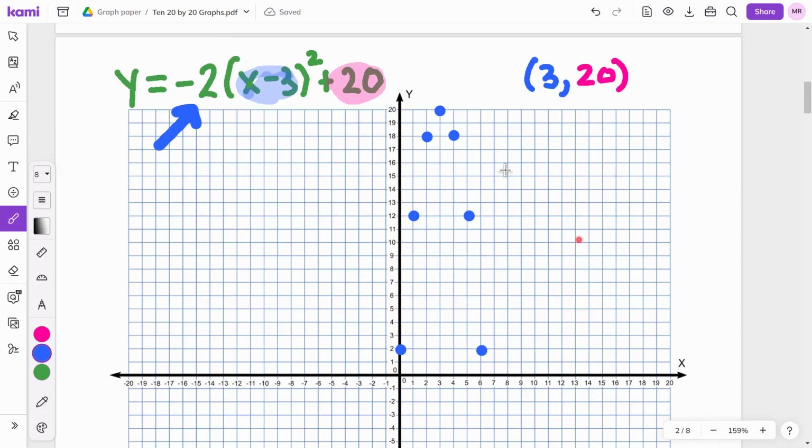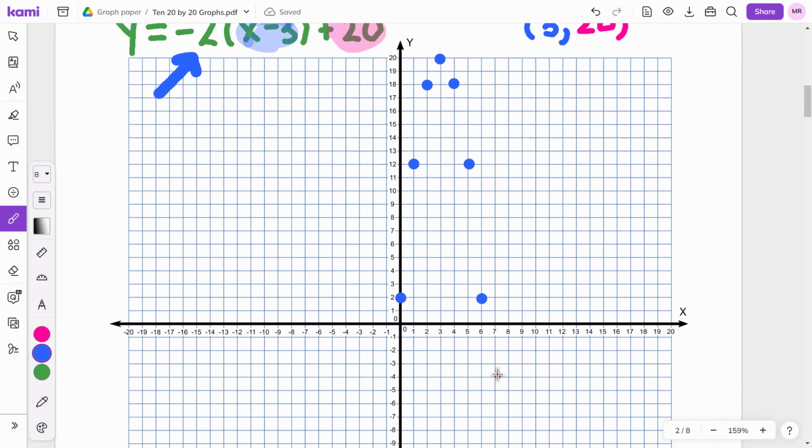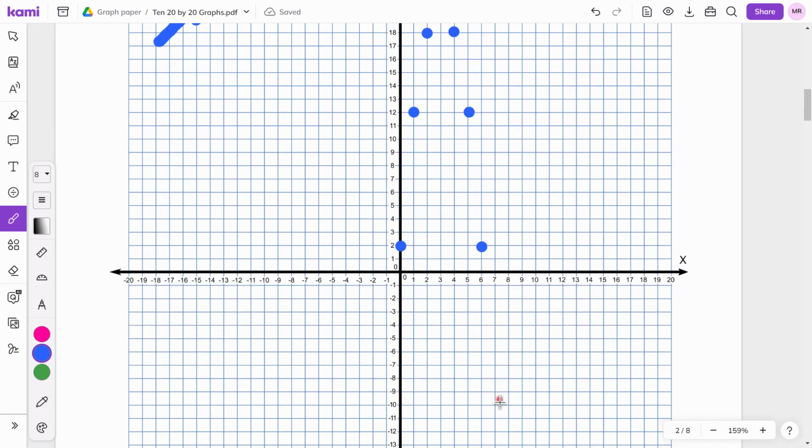And let's just do one more. If I went out 1, 2, 3, 4, 4 squared is 16. Times it by -2, I'd actually go down 32. So here, that's going to be 20, and then I need to go 12 more to get to 32. So I'm going to be down here and here.